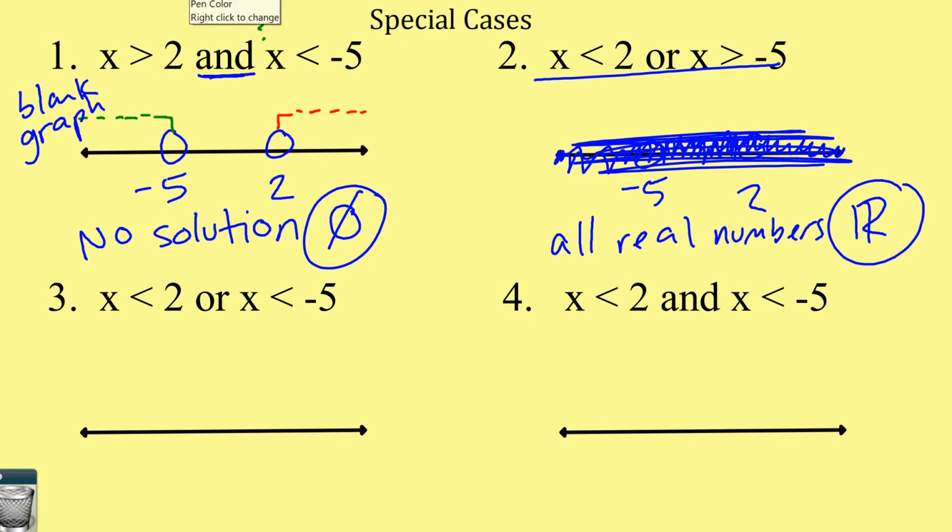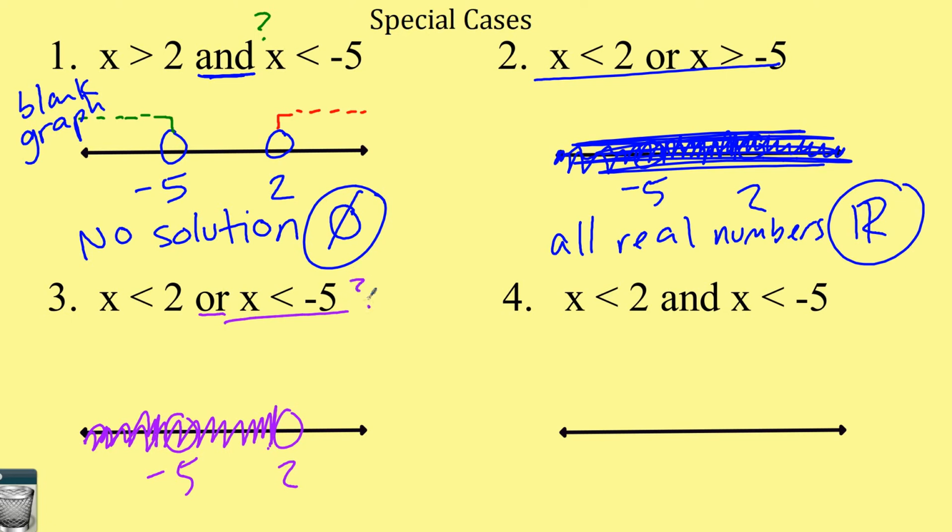All right, what about number 3? Let's see what happens there. Okay, we have -5 and 2. Or statement. You just shade what it says. Everything less than 2. Everything less than -5. Well, is that even a compound inequality anymore? No. Did I even need this part? Was this part helpful at all? No. It was extra information. And sometimes that'll happen when you solve these inequalities. So really, our answer can drop that. And it just becomes x is less than 2.